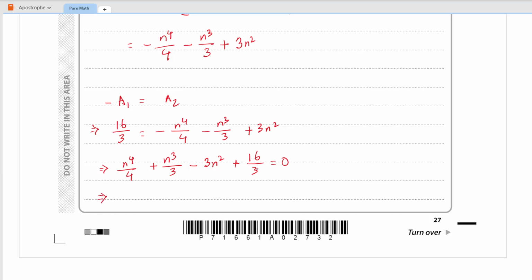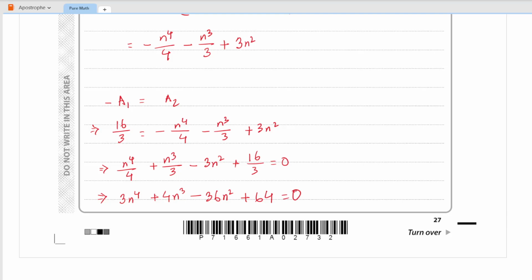Now in order to get rid of the fraction, you can do two things. First, one option is to take the LCM and then move the LCM to that side, or what I like to do is multiply the whole thing by the LCM. In our case, the LCM is 12. When we multiply this by 12, we get 3n to the power 4 plus 4n cubed minus 36n squared plus, this becomes 16 over 3 times 12, 64.